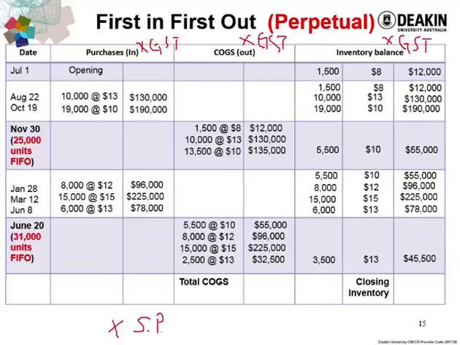So if you look at the middle column, we can sum up the figures and obtain the total cost of goods sold. So the total cost of goods sold is 685.5K. However, we will use the final row balance directly as the closing inventory. So the closing inventory in this case is 45.5K.